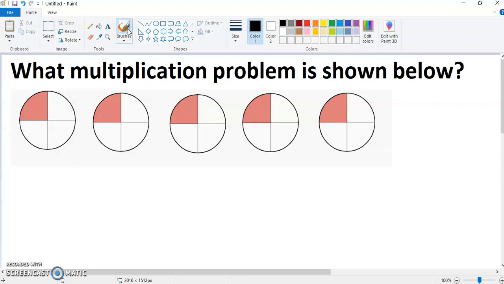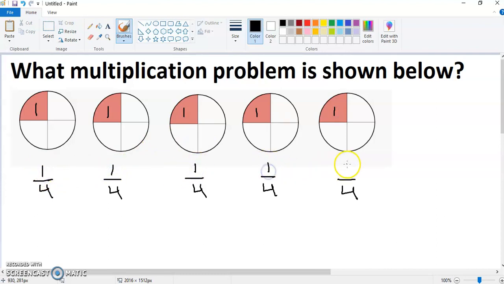So for example, if you look at all of our circular fractions here, how many parts are there total? Well, for each of them, each of them shows that we have 4 equal parts. This one has 4, this one has 4, this one has 4, this one has 4, and this one has 4. But if you notice, in all of them they only have one part that's shaded pink. So they all represent 1/4, or 1 out of 4. And so the question is asking you what multiplication problem is shown below.